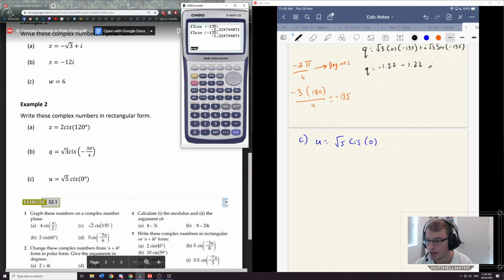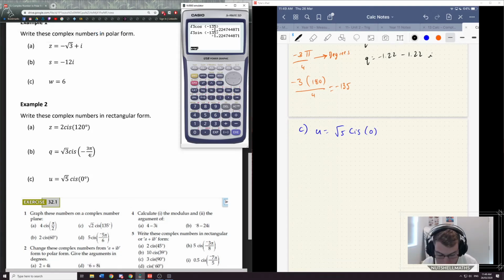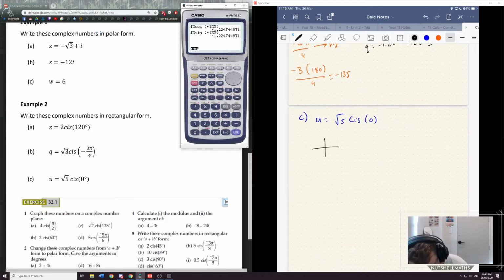Now, again, you could think about this. You could draw a picture. We could do it by definition. For ones like this, I want to just think about it like this for a second. We've got a length, and we've turned through nothing. So this is very easy to do a plus bi, isn't it? Right? My real component is root 5, and my imaginary component doesn't exist. We're done.